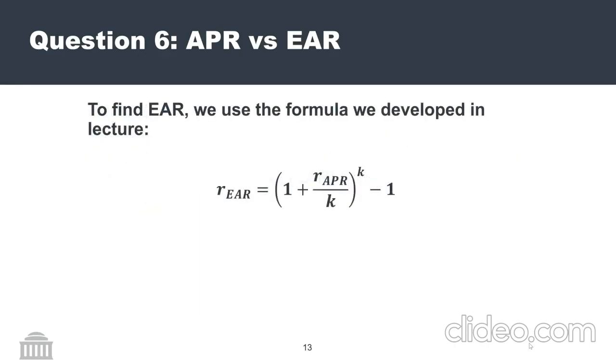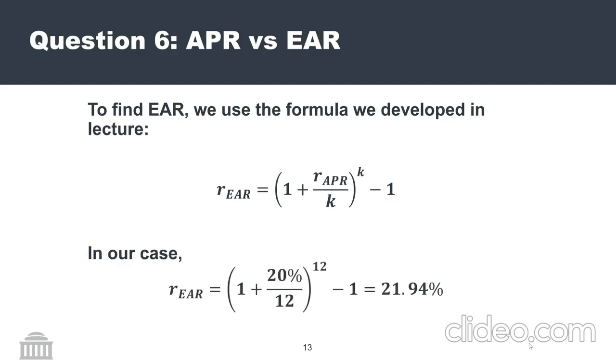To find the effective annual rate, we use the formula we developed in the lecture. EAR equals 1 plus APR divided by K, raised to the power K, minus 1, where K is the number of compounding intervals in a year. In our case, APR equals 20% and K equals 12 because the credit card company compounds interest monthly, and there are 12 months in a year.